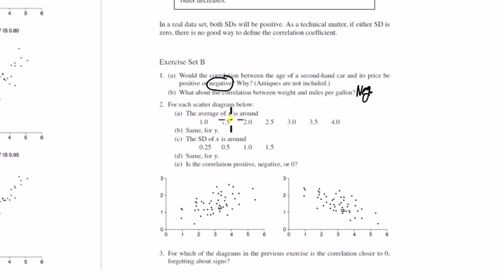All right, for each scatter diagram below, the average X is around what? Same for Y. Okay, so let's see. They want us to go to each one of these. All right, the average X is around 3. The average X here is around 3. So 3. The average Y is around 1.5.